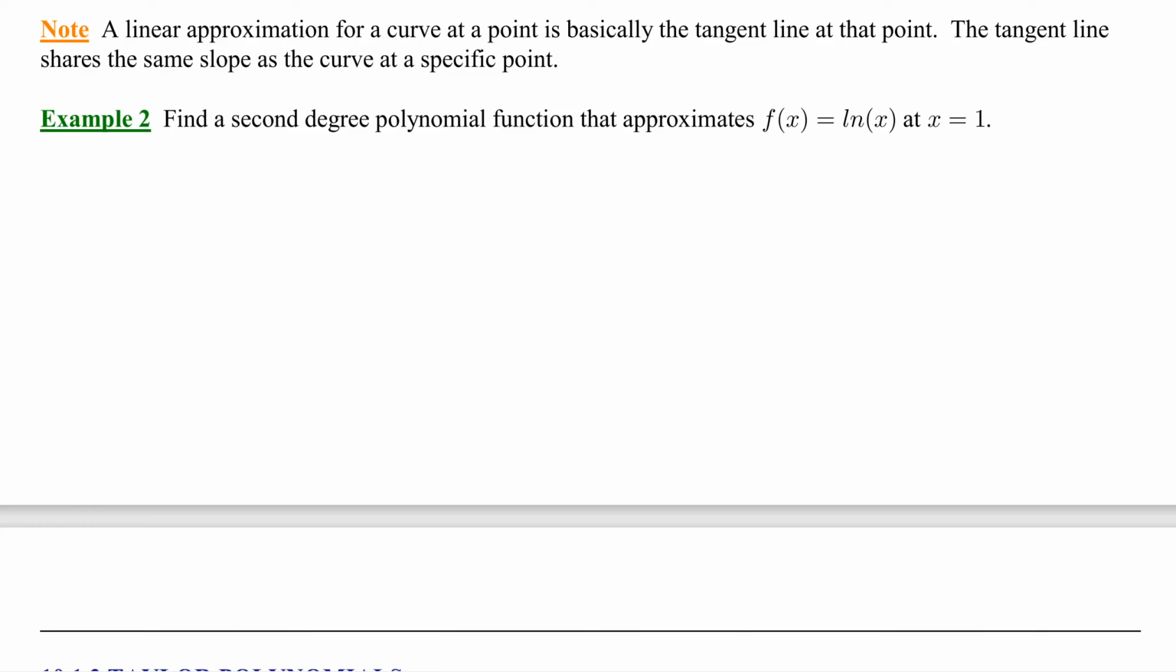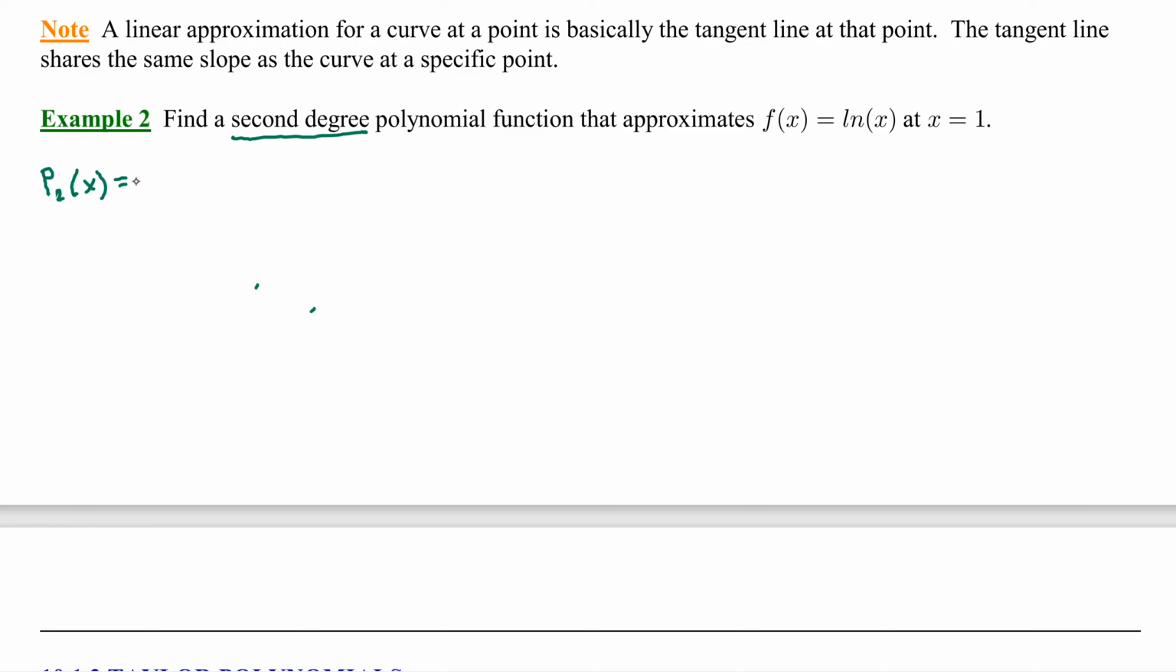Find a second degree polynomial function that approximates f of x equals natural log of x at x equals 1. So we want to find a quadratic function or a parabola that's really close to our natural log function around x equals 1. So we're going to look for a second degree polynomial function. I'm going to call it p sub 2 of x. The subscript here indicates that I'm looking for a degree 2 polynomial function.